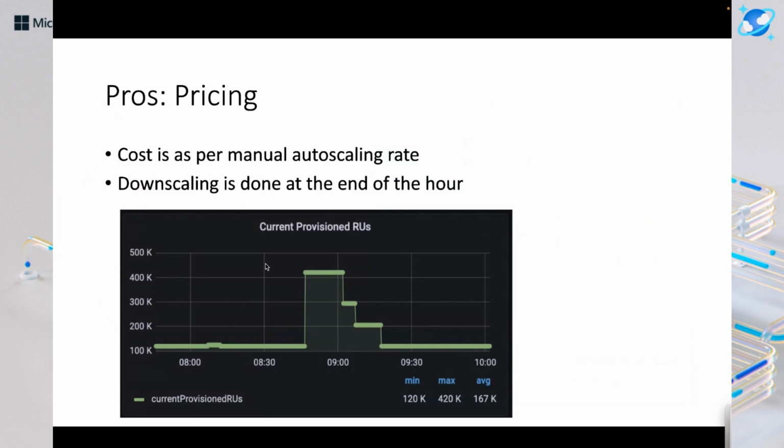Since in Azure we are using a manual autoscale mode, even though this job is running on top of it, as far as Azure is concerned, we are using manual autoscale. And because of that, the pricing is much cheaper. So we don't have to pay that 50% extra surcharge, which Azure Autoscaler is expecting from us.